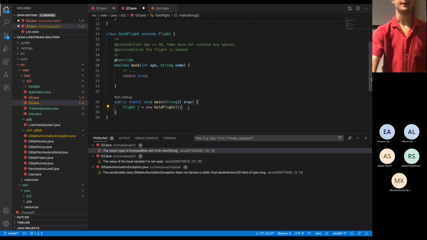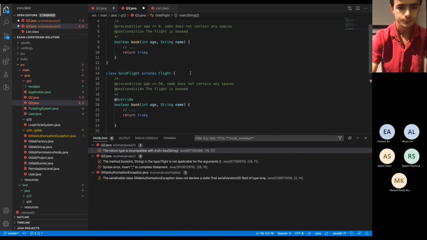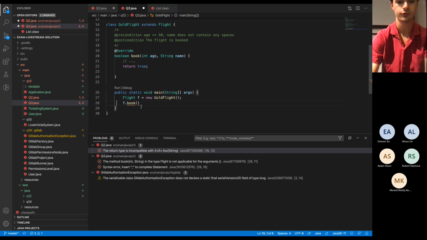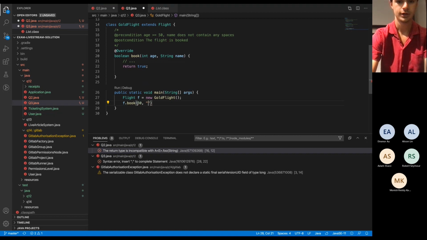Now that's all well and good, and we make a lot of use of polymorphism, but I think I'm dealing with a flight here. So when I say something like f.book, what is it? Okay, well, the precondition is age must be greater than 0, name does not contain any spaces. Okay, well, I need to meet those preconditions. So let's say I am 30 and my name is Nick.